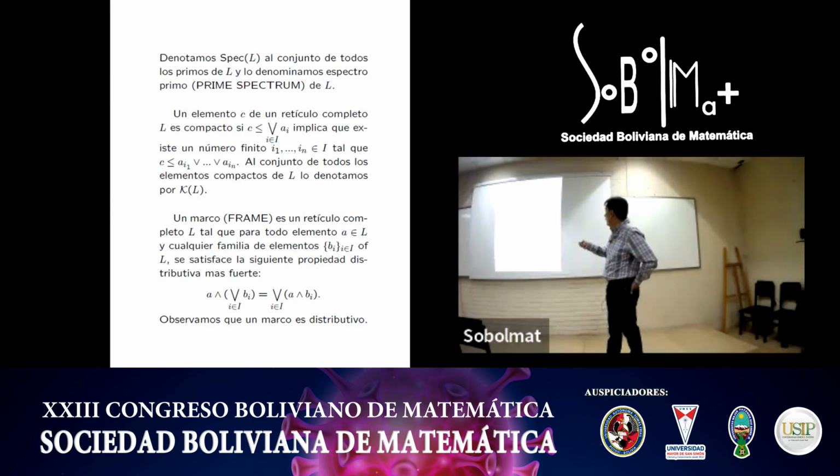So C is compact if whenever C is less than or equal to an arbitrary supremum, then there is a finite number of elements in the index set for which C is less than or equal to that. So this is the finite cover for C, for the compact C. And we will denote the set of all compact elements by K of L. What's a frame? A frame is a complete lattice, so infimums and supremums of arbitrary sets exist, and with one particular property. This property is a stronger distributivity property, this one.